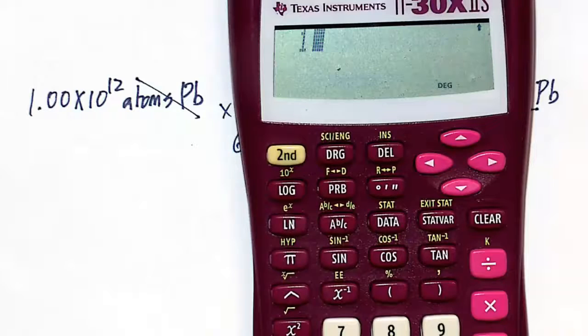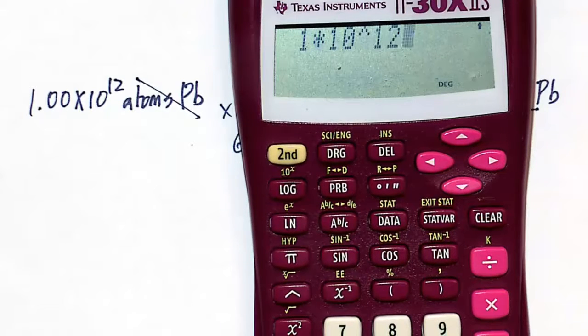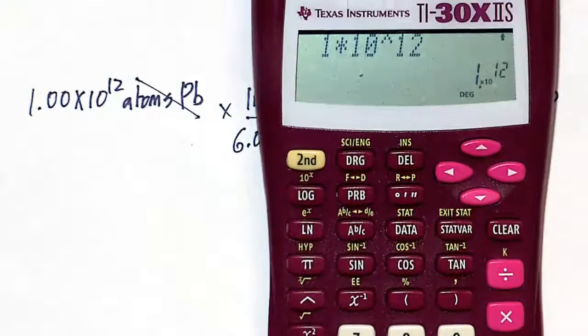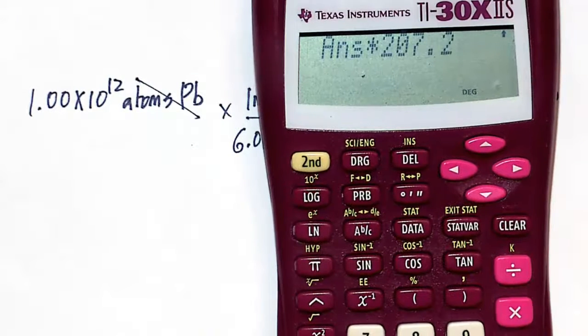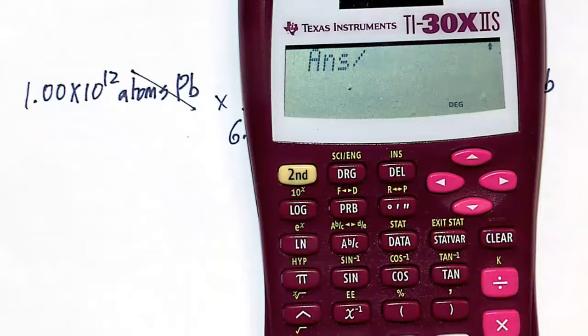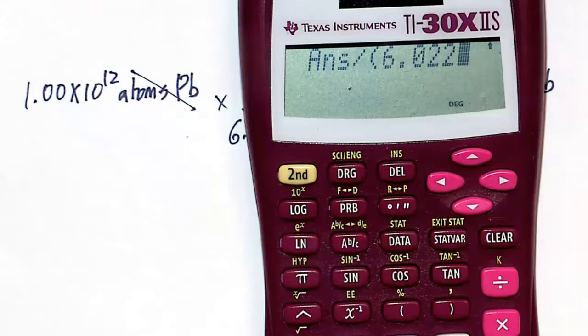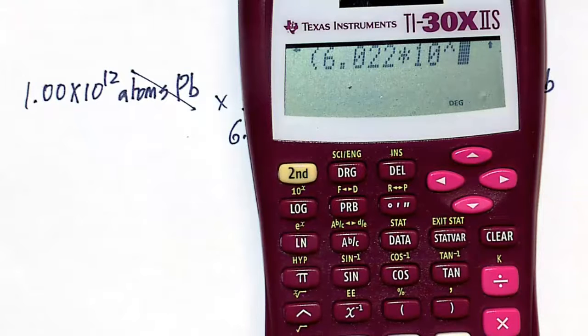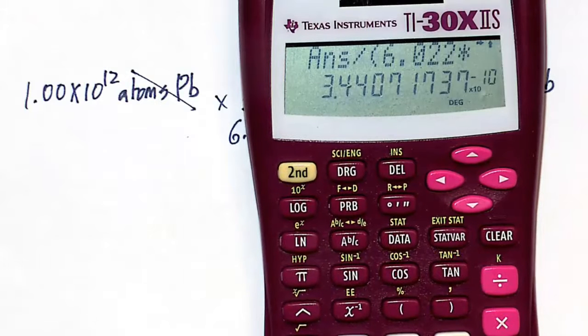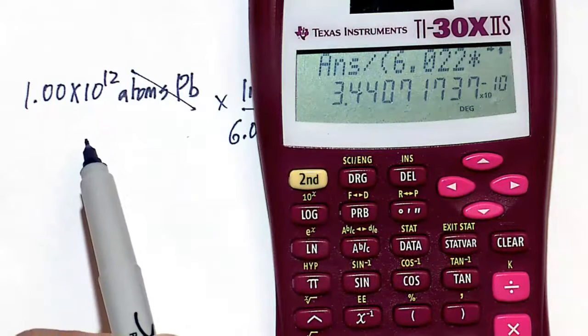Again, on our calculator, it's going to be 1 times 10, that little caret for exponent, 12. So that's 1 followed by 12 zeros, times 207.2, divided by Avogadro's number. I'm going to put parentheses anytime I deal with exponents: 6.0 divided by parentheses 6.022 times 10, caret exponent 23, close the parentheses, and we get 3.44 times 10 to the minus 10 grams, which is the same as 1 times 10 to the 12 atoms.